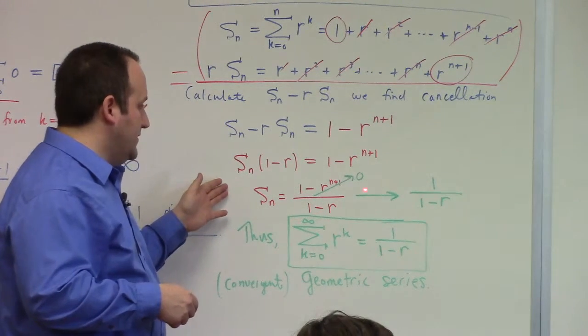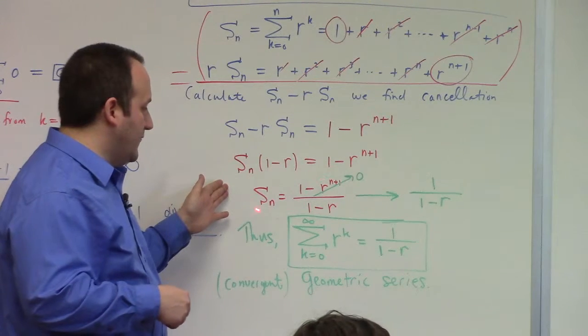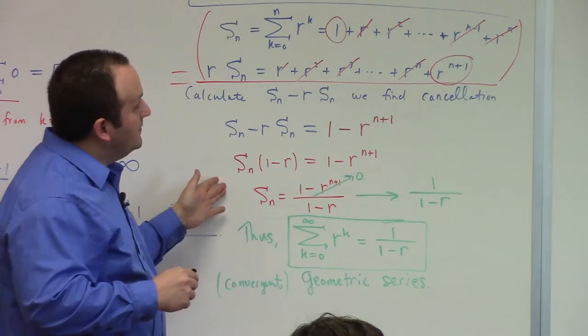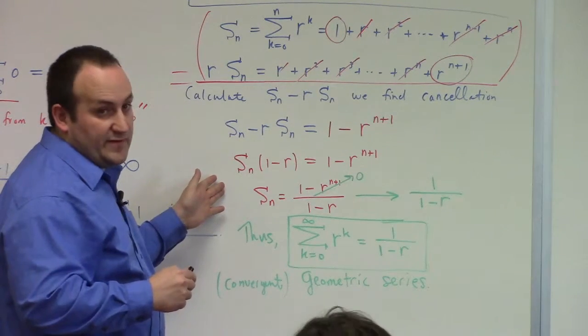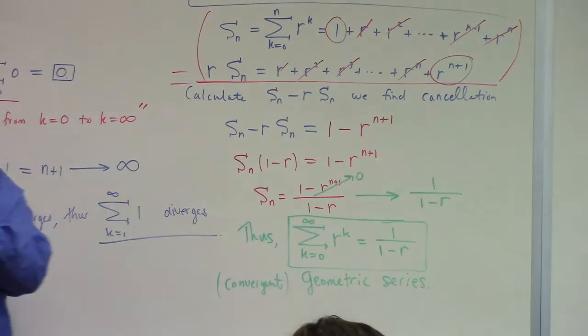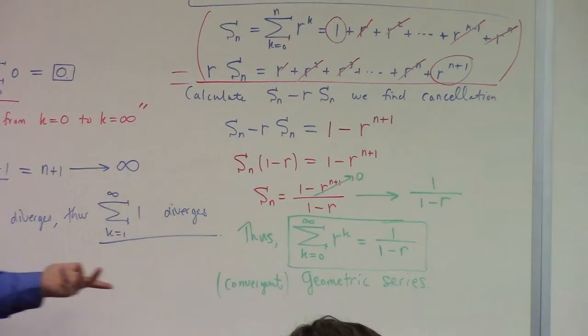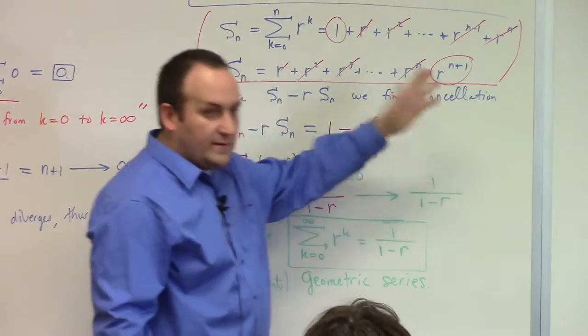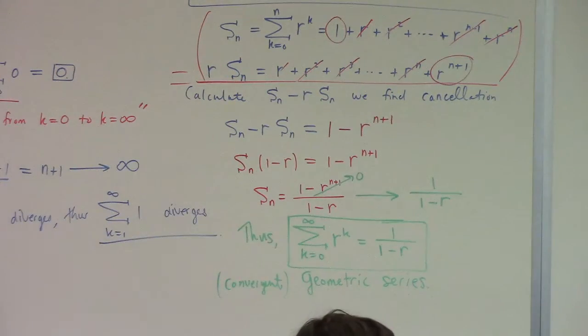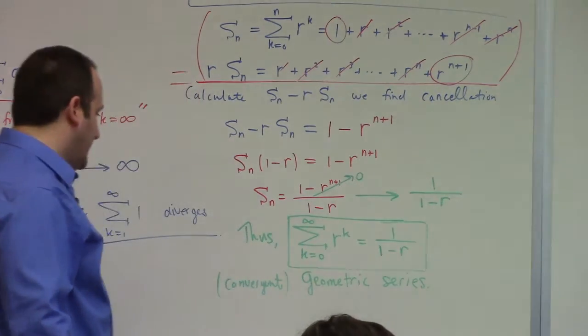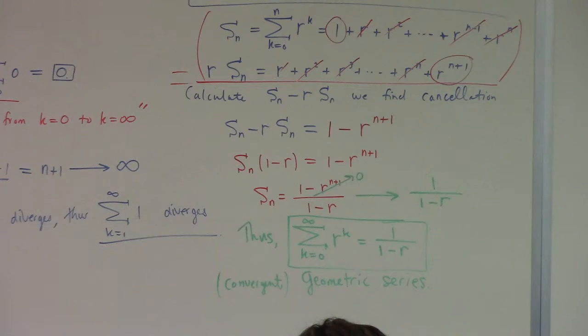So now, if we look at this, now that we have a formula for it, we know this goes to 0. Why? Because we're assuming that the absolute value of r is less than 1, right? So r to the n plus 1 goes to 0 as n goes to infinity, and all you're left with is 1 over 1 minus r. And there you have it. The sum k equals 0 to infinity of r to the k is equal to 1 over 1 minus r. This is the convergent geometric series result.